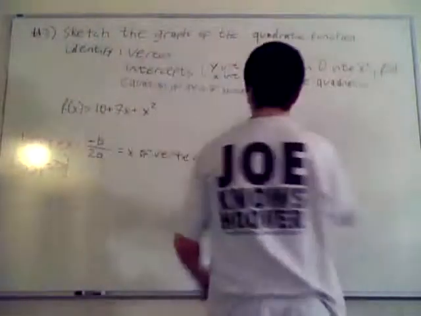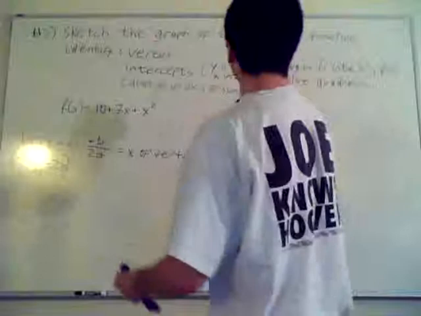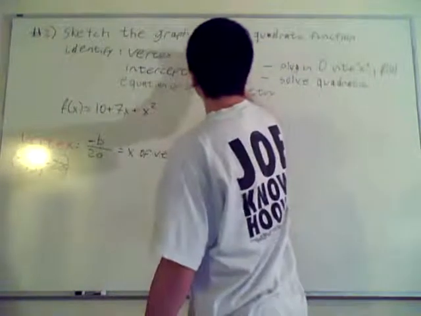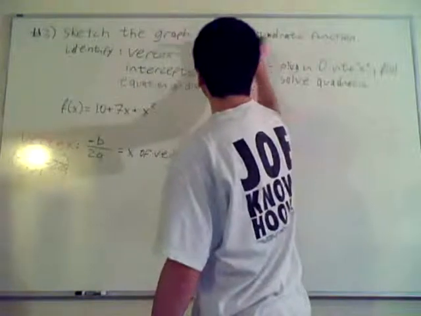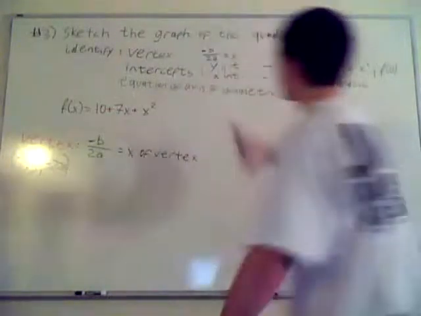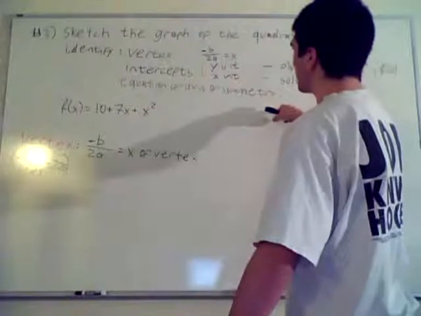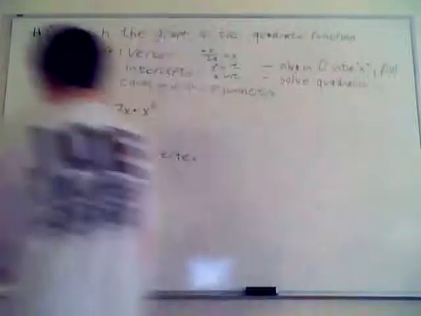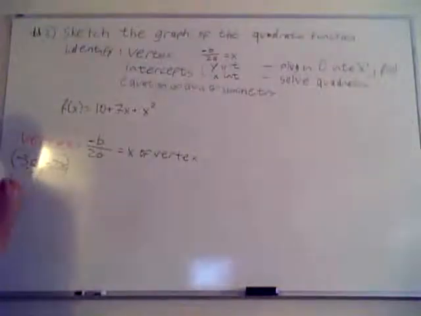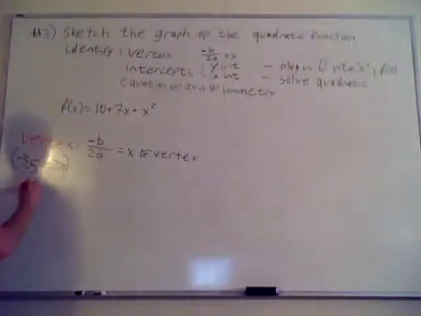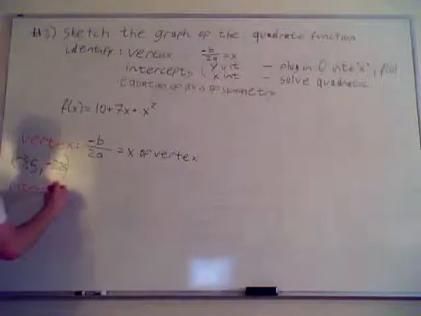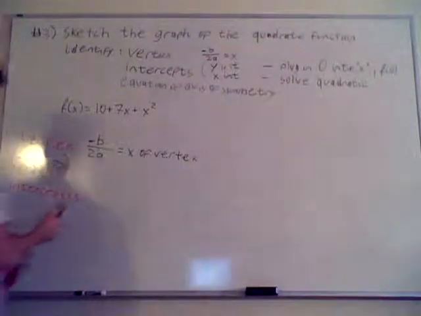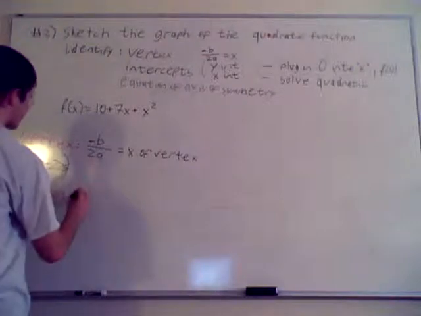Next part. Well, actually, I should have written that over here. For vertex, negative b over 2a equals x. Okay? And then equation of axis of symmetry is, we'll get there. Alright, so next step is intercepts. Okay? So first up is the y-intercept.